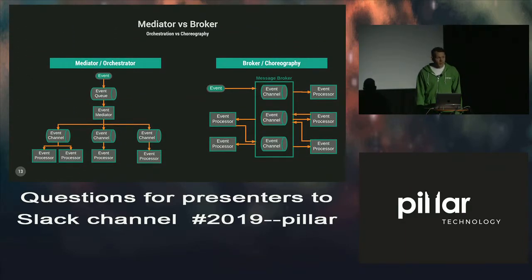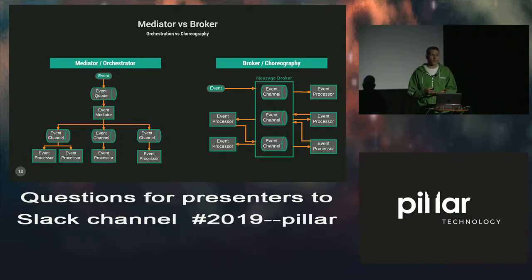So if we're looking at mediator versus the broker, this is what it looks like. An event happens in the system. In the mediator orchestrator pattern, the event goes into some sort of queue, and then we have this event mediator. So you think about a piece of software that is listening for an event, and an event occurs, and you're like, okay, first I'm going to call my event processor 1, and then we're going to go to event processor 2, and when I get a response back from that, I'm going to go to 3 and 4.